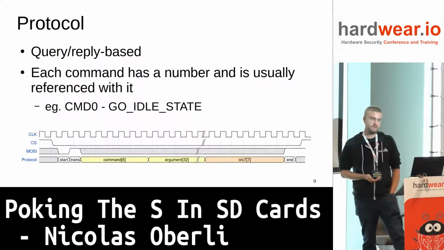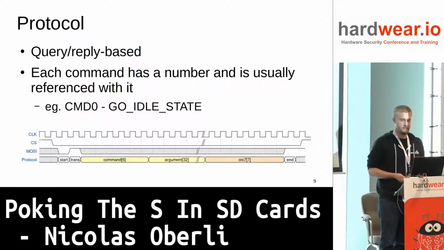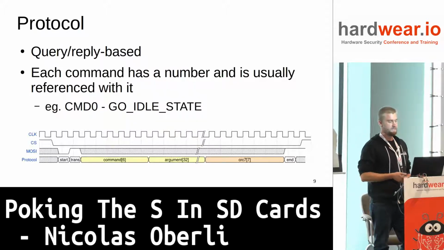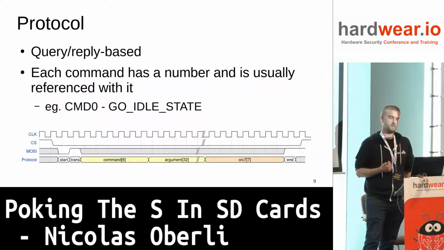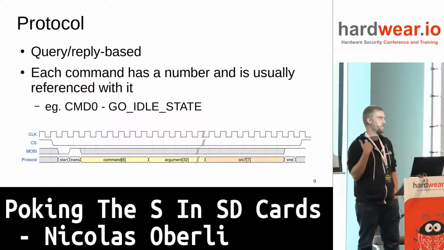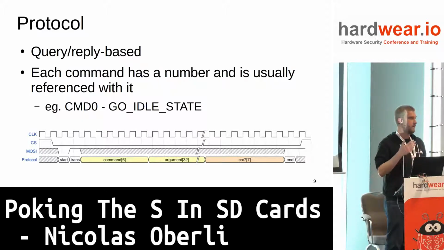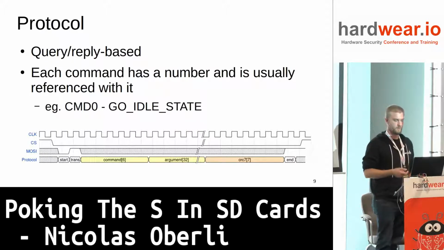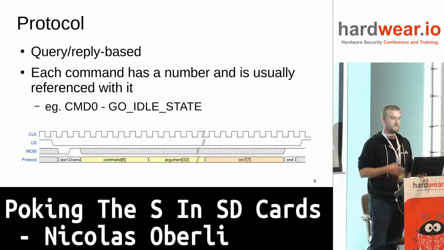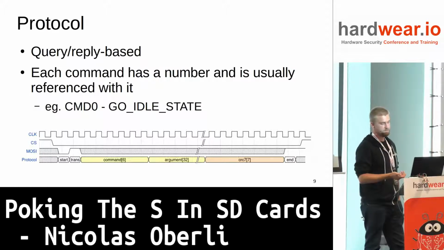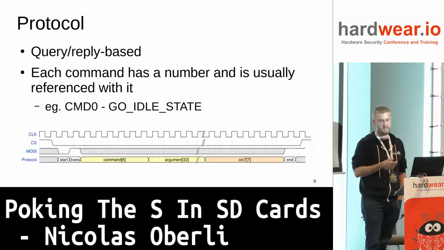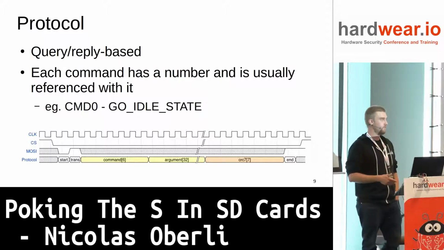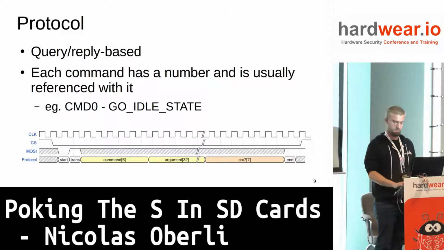What the documentation explains is that the protocol is basically a query and response protocol. So you send a command. This command has a specific ID and a specific function. When you send this command, you can send some arguments with it. Then you have to send a CRC, so the packet is valid. And then the card will reply to you with the response to your command.